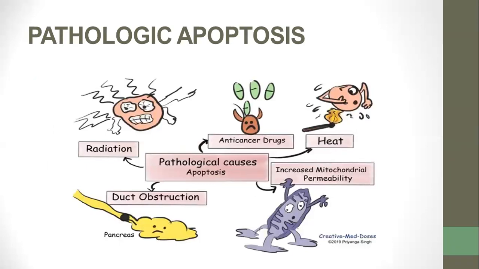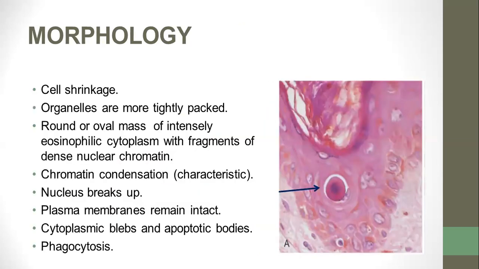Various conditions in which pathological apoptosis occurs are radiation, obstruction of ducts in salivary glands and pancreatic ducts, and when anti-cancer drugs are given, which lead to apoptosis of the cancer cells as well as the normal cells. Extreme heat can also lead to pathological apoptosis, and increased mitochondrial permeability is another factor that leads to pathological apoptosis.